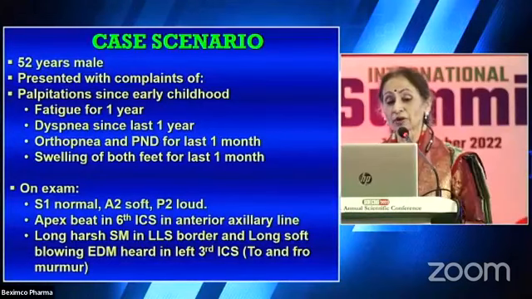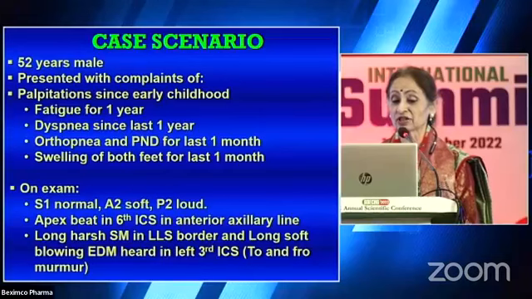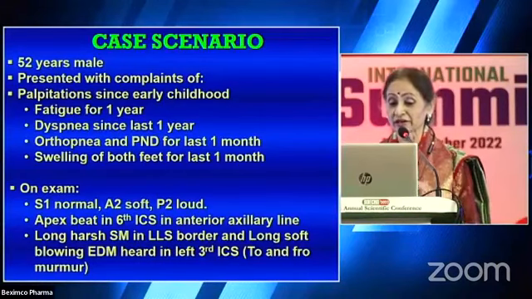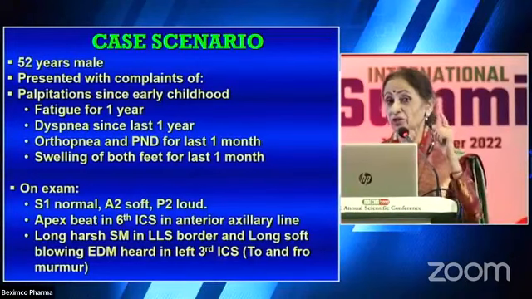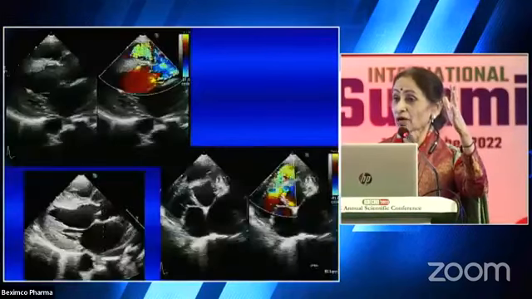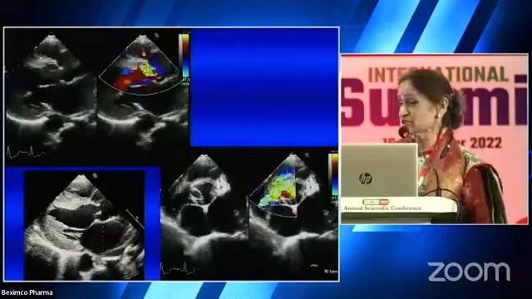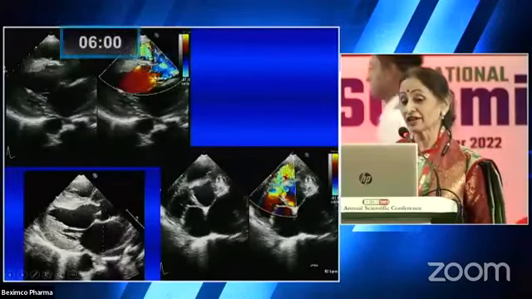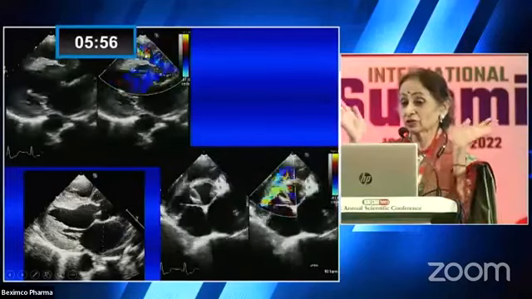Now we move on to the second case. This is a 52-year-old patient who presented with a history of palpitation since childhood, and fatigue and dyspnea for the past 1 year. I'm showing this to make you realize that we say small VSD, leave it alone, but then ultimately look what happens. Now there are two jets, one on the LV side and the other on the RV side. So again there is a split.